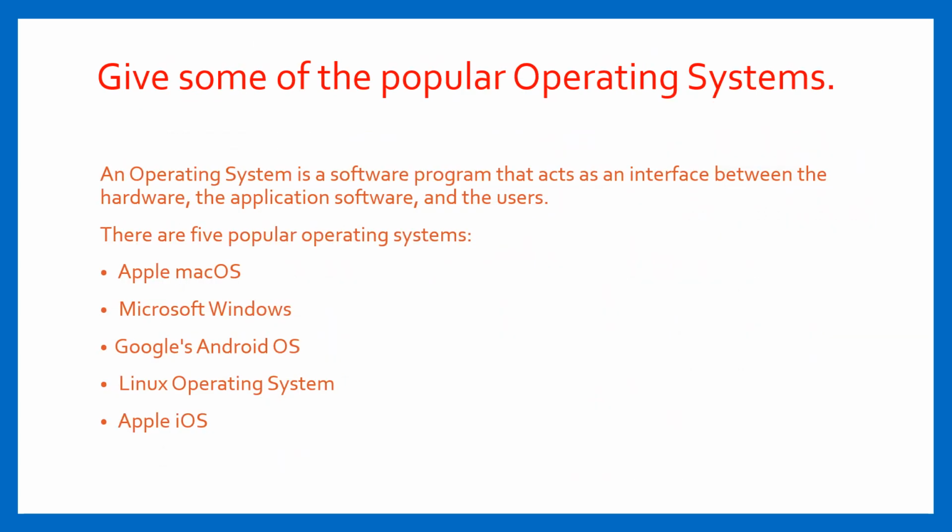The next question is, give some of the popular operating systems. An operating system, by definition, is a software program that acts as an interface between the hardware, the application software, and the user. So the most popular operating systems are Apple Mac OS, Microsoft Windows, Google's Android OS, Linux operating system, and Apple iOS. These are some of the popular operating systems.